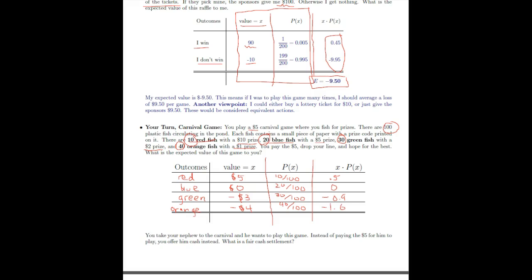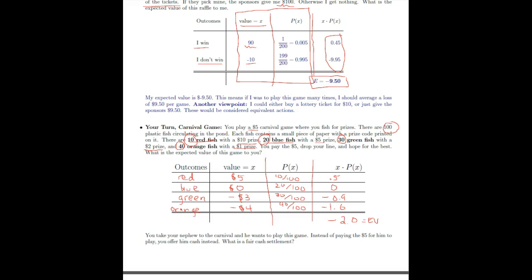-1.6. Okay? So when we sum all these up, sum up all of our x times p of x's, we end up with, let's see, -2.0. So that means your expected value in playing this game is -2, or you would expect that you're going to lose $2 from playing this game.